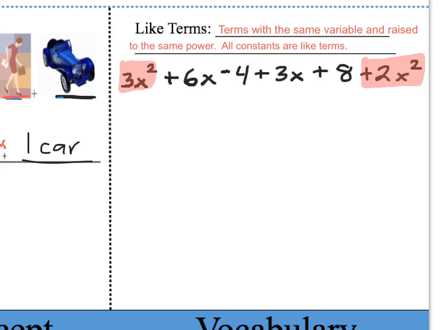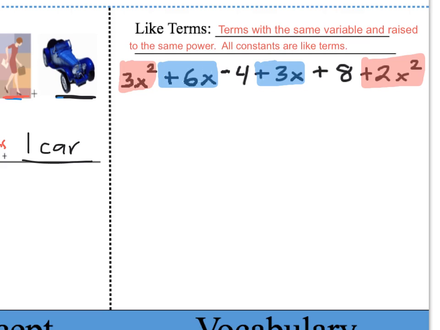Now I'm going to take a blue color and color another term blue. The first term I'm going to color blue is 6x. So I'm going to take a look at any other term that has the same variable, and I see this term right here. 3x has the same variable, so these are like terms.